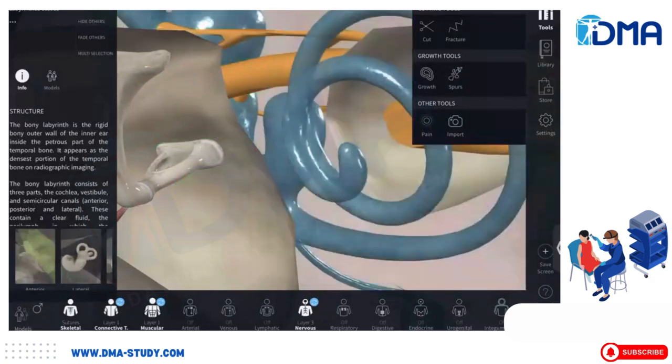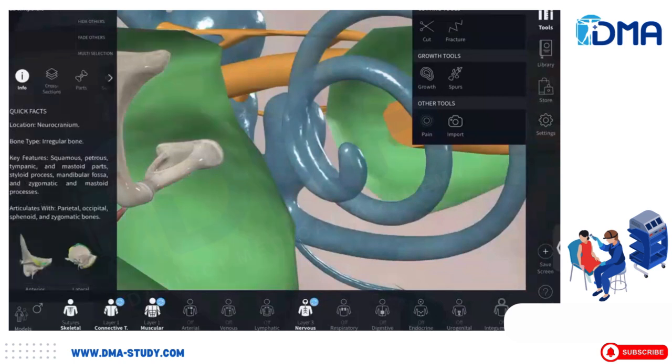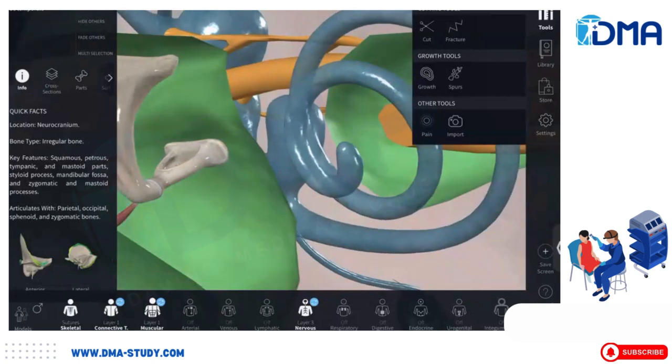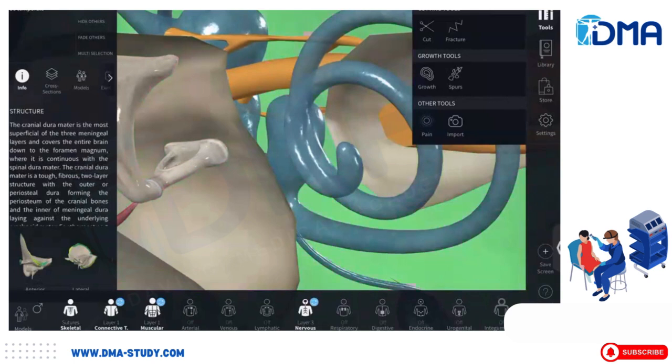Okay, so we are having three bony labyrinths. One is cochlea, two is vestibule, three is semicircular canal. Within every bony labyrinth, you will see a membranous labyrinth. So the membranous labyrinth within the cochlea is called cochlear duct. Within the vestibule it is called utricle and saccule. Within the semicircular canal it is called semicircular canal duct.